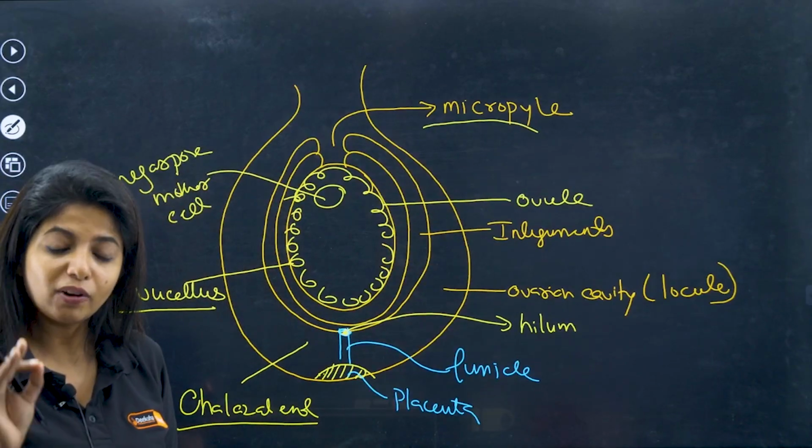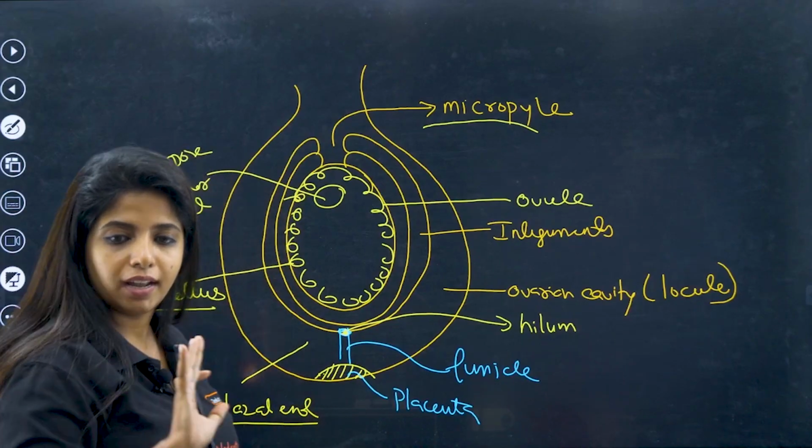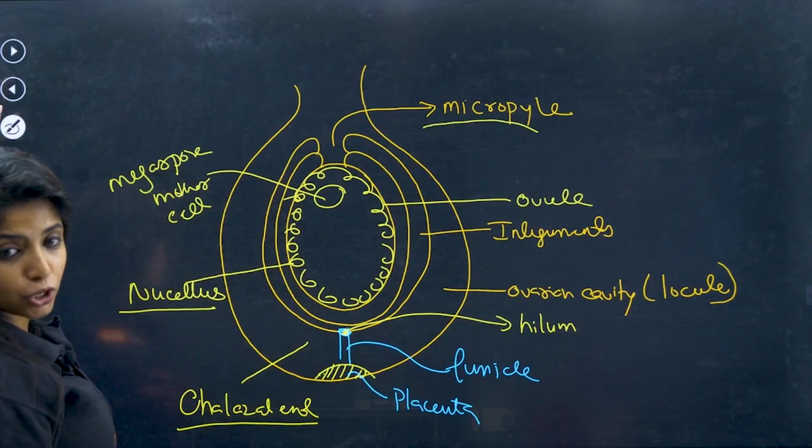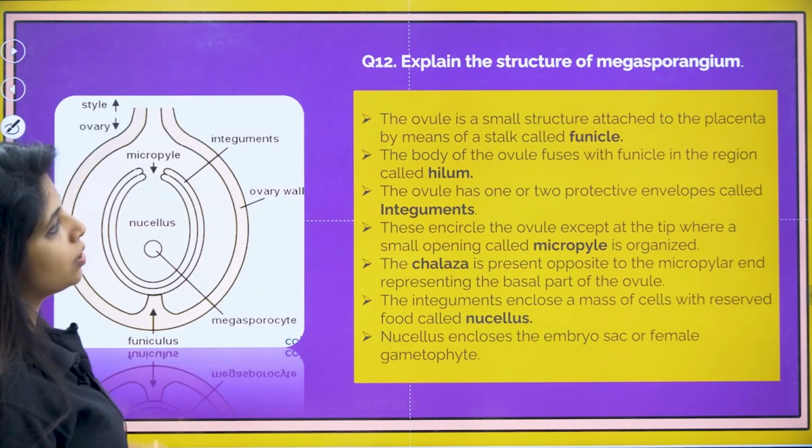In the chalazal end, always remember, in the embryo sac you have certain cells known as antipodal cells, they are there in the chalazal end. That's all. So take a picture of it if you want, or else let's go back to this. So now, the structure of megasporangium.